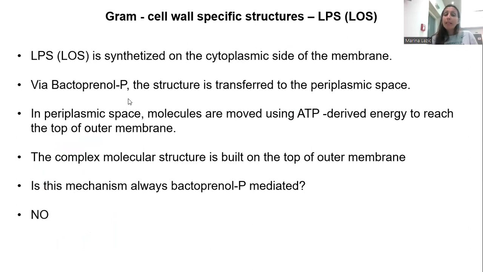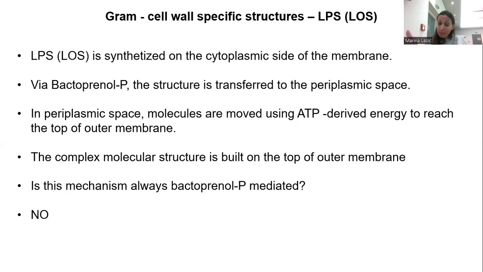Both LPS and LOS are synthesized on the cytoplasmic side of the membrane, and the principle of synthesis is not too different. You can find similarities between the synthesis of this glycan and peptidoglycan. Again, there is the role of bactoprenol. Via bactoprenol phosphate, all this structure will be transferred into the periplasmic space, very similar to peptidoglycan.